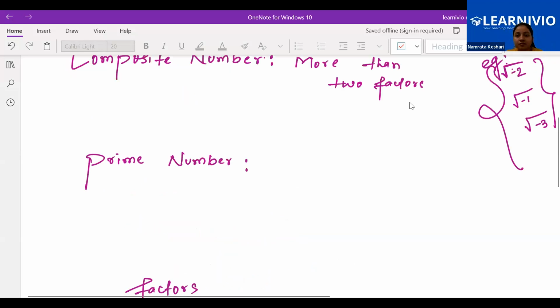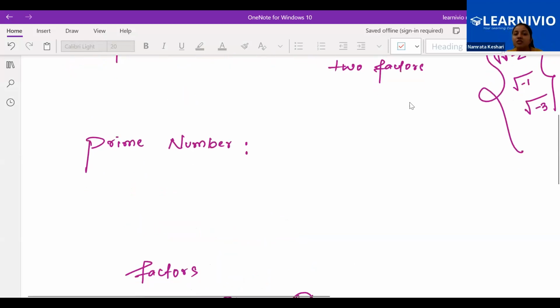Numbers that have exactly two factors, that means the given number itself and 1. If any number is having exactly two factors, let's say 23, or we can say 19.